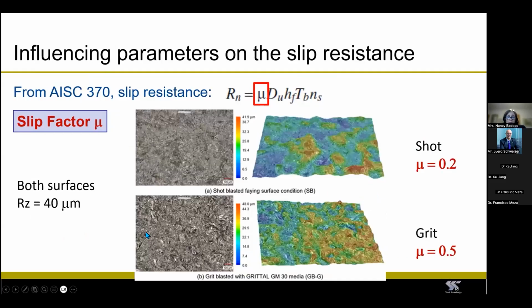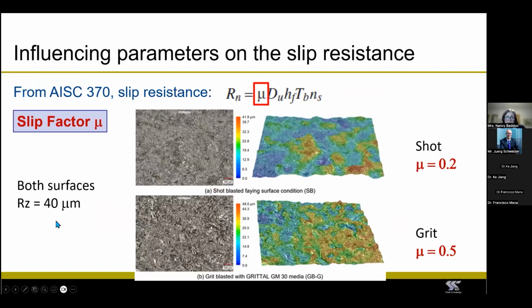So the project involved a number of studies on the different parameters that influence slip resistance. So here we have when we were looking at the slip factor, and clearly that depends on the topography of the faying surfaces as well as the surface roughness, Rz.